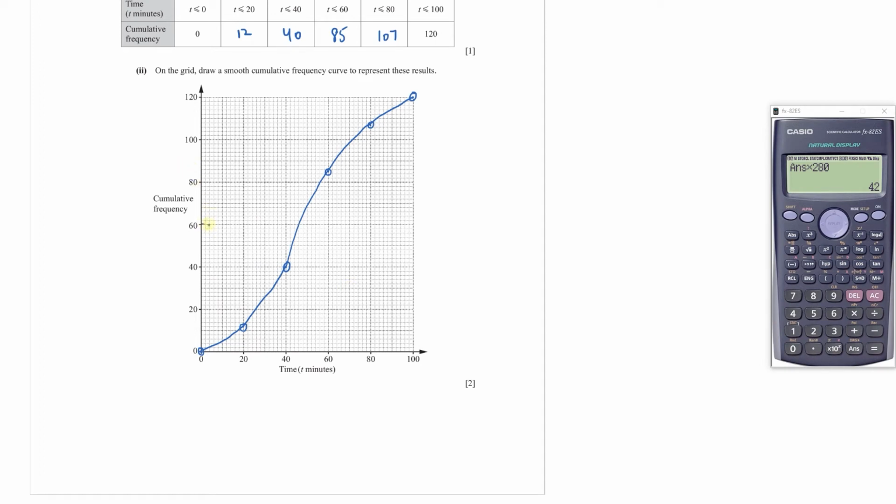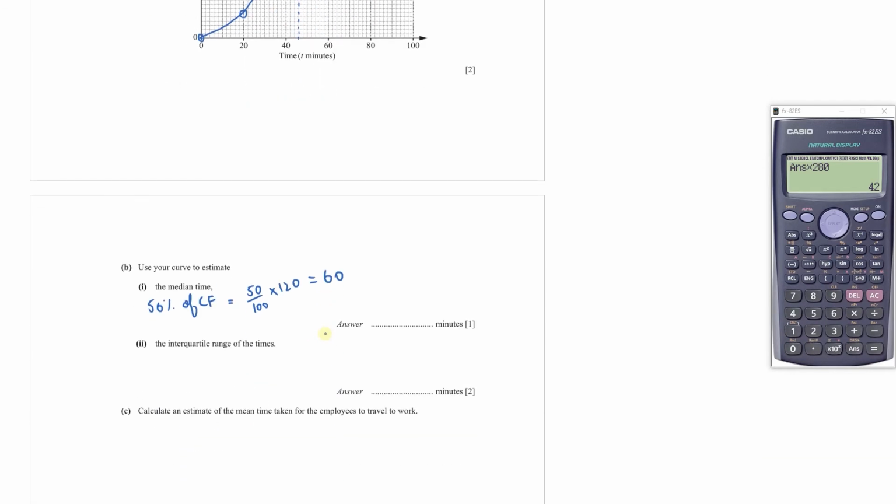So 60 is this one, and this will be your median time. So this will be 42, 44, 46 minutes.